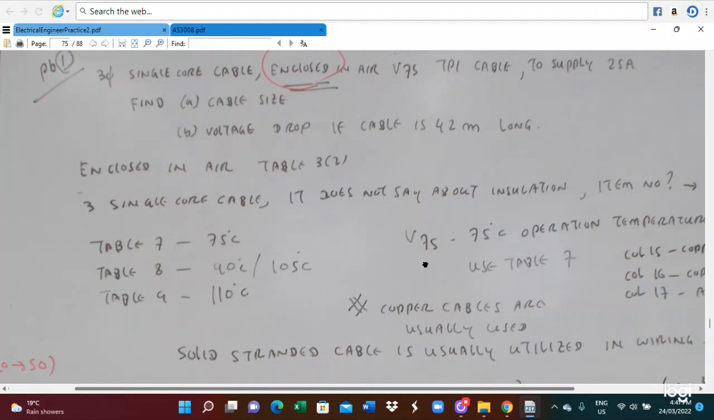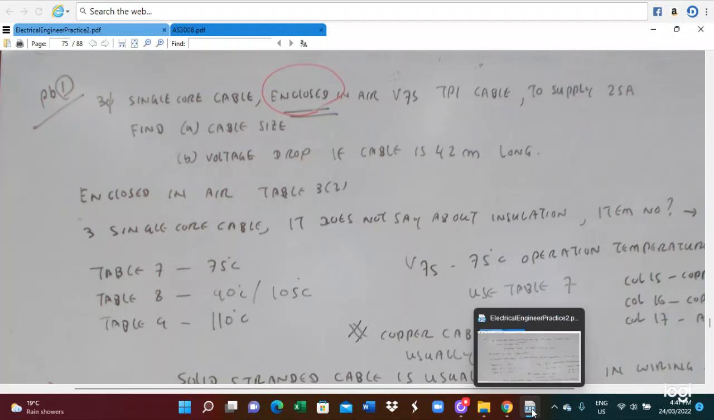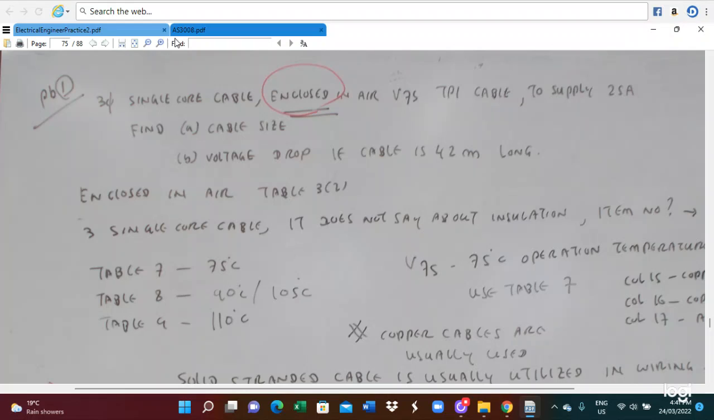Table 7 is for 75 degrees centigrade, table 8 for 90 degrees centigrade, and table 9 for 110 degrees centigrade. So in this case, we utilize V75, and for V75 we refer to table number 7. So this is the column for V75.